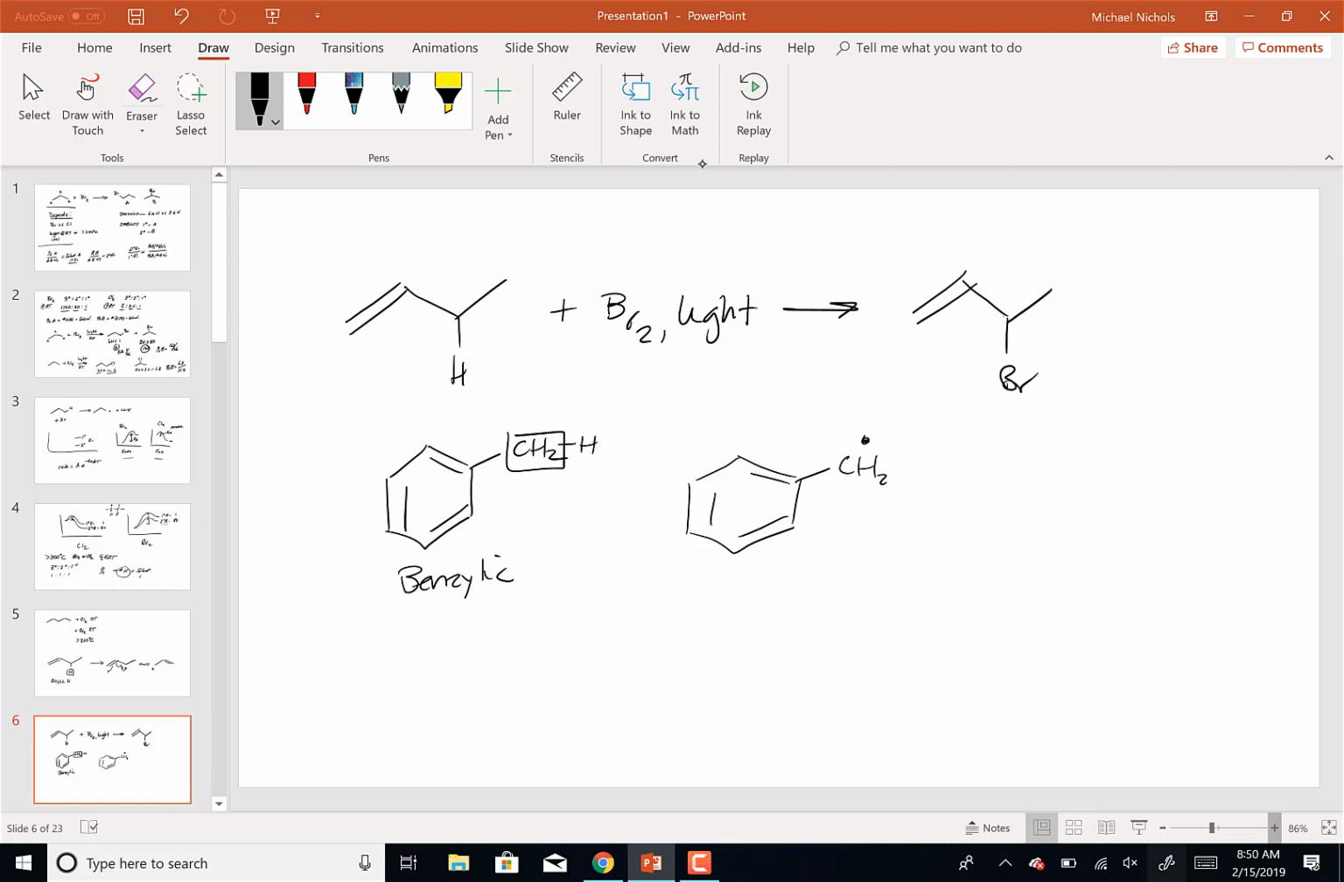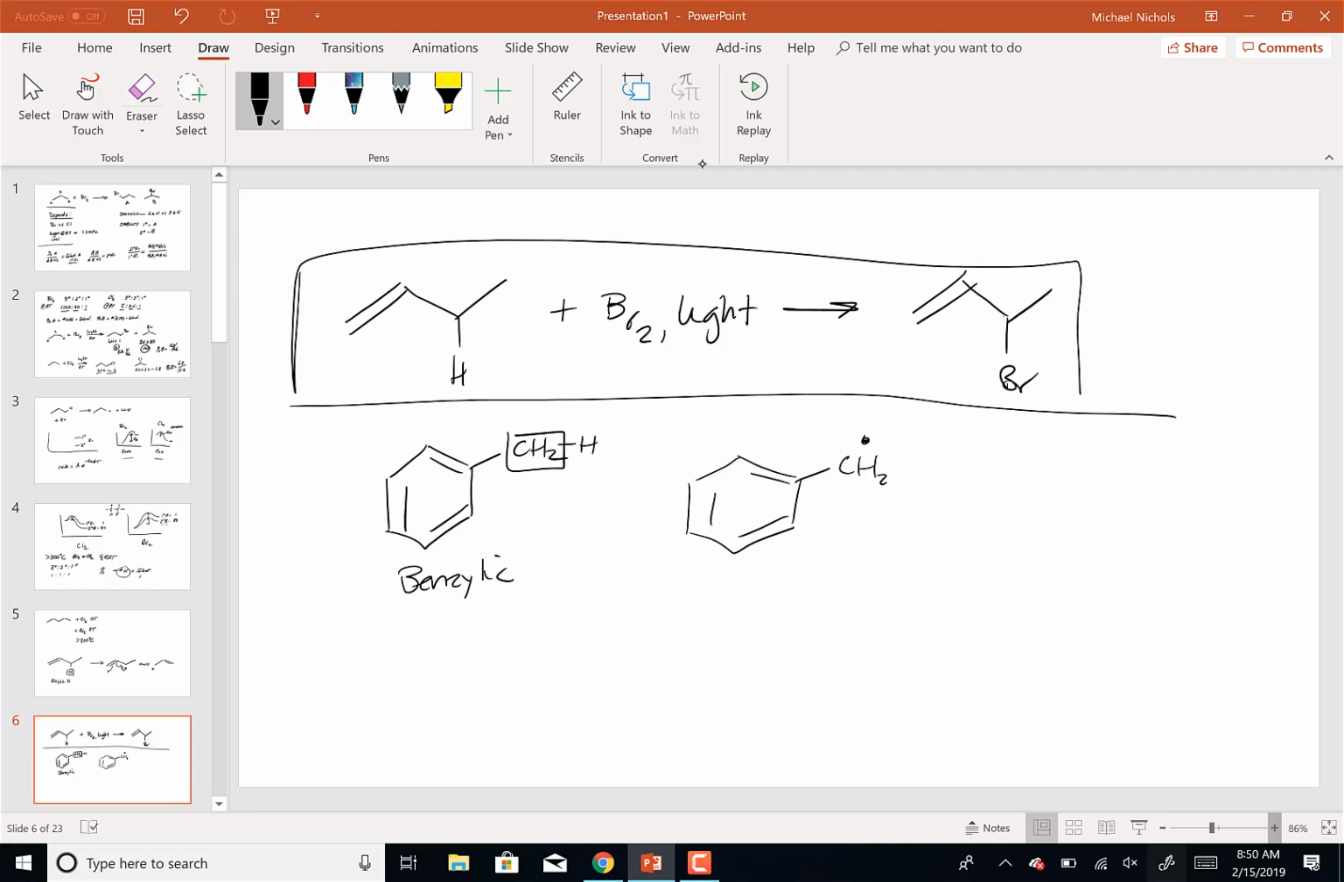And I'll have to come back on Monday real quick and actually modify this reaction right here. I'm going to have to modify that reaction because actually the allylic bromination is not what happens in that reaction.